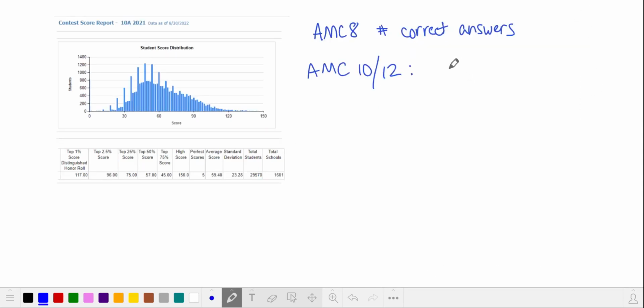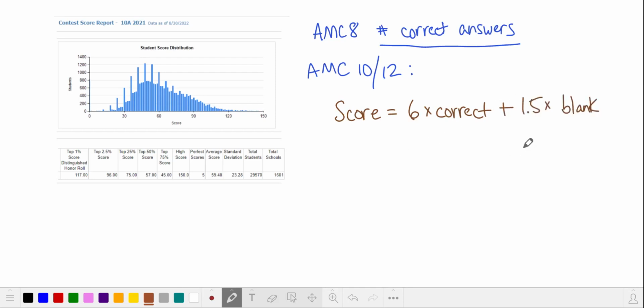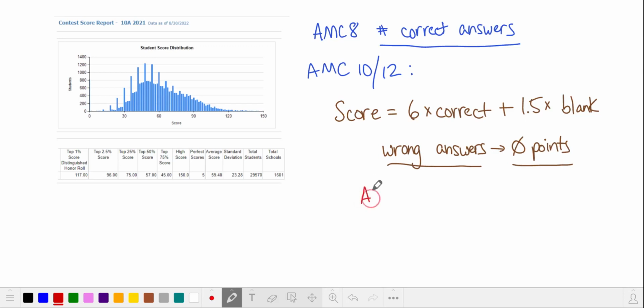The AMC 8 has a straightforward scoring system. It's just the number of correct answers. But the AMC 10 and 12 has an unusual scoring system. Your score on the AMC 10 or 12 is 6 times the number of problems you answer correctly, with 1.5 points added on for each blank. It's important to remember that wrong answers give you 0 points. So it's fairly important to be able to write a test paper where all of your answers are either correct or blank. Try not to have any wrong answers.